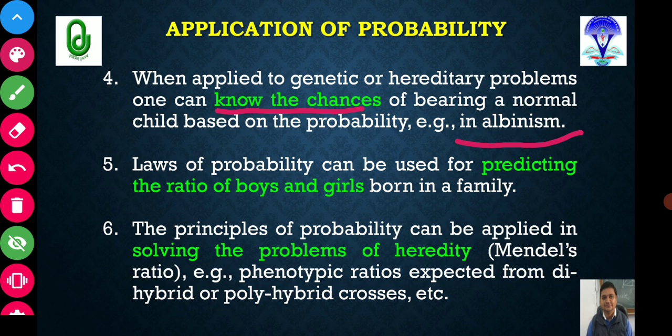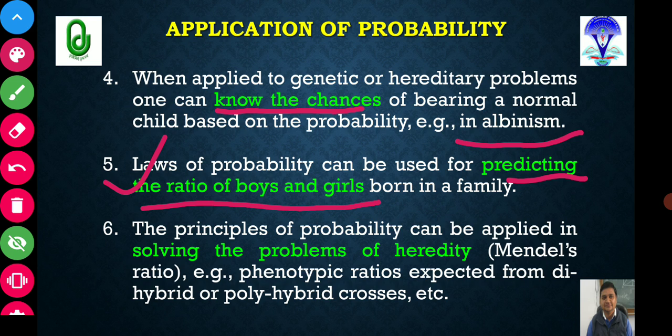Then the law of probability can be used for predicting the ratio of boys and girls. We know that the sex of a child, male or female, nobody can determine. It is just by chance. That means if there is chance, there will be probability. So with the law of probability, we can decipher the ratio of boys and girls in a population. The principle of probability can also be applied in solving problems of heredity.